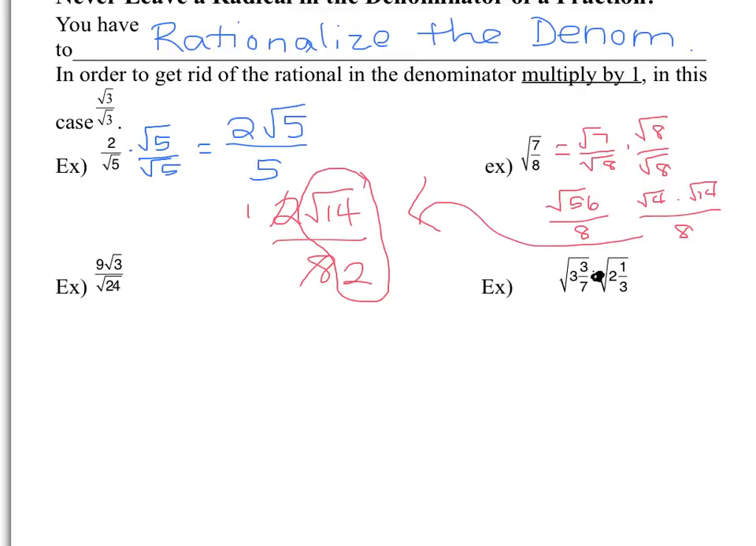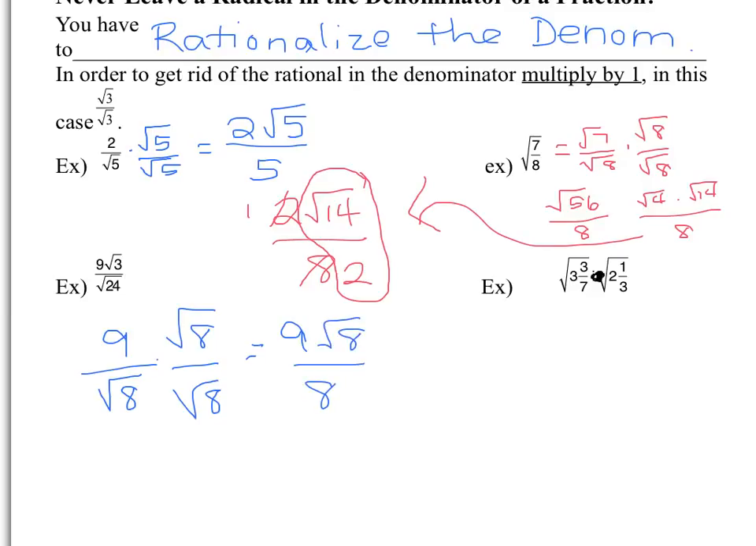9 root 3 over 24. All right, well, Coach Fred isn't going to just jump to rationalizing. She's going to look, and I notice that 3 does actually go into 24. So I'm going to simplify that. It's going to become the number 9 all over root 8. Now I'm going to rationalize it. So I multiply by root 8 over root 8, and I get 9 root 8 over 8.